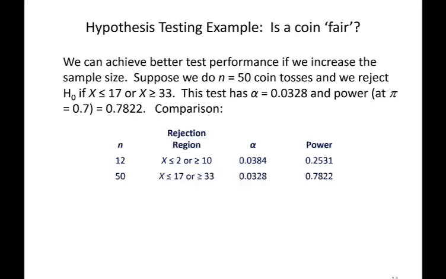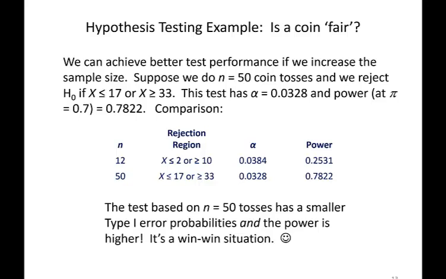So you can see as the sample size goes up, then we have a more powerful test where alpha is kept about the same. And in fact, we would say that the type 1 error has actually gone down, but the power has gone up significantly, so that's win-win.